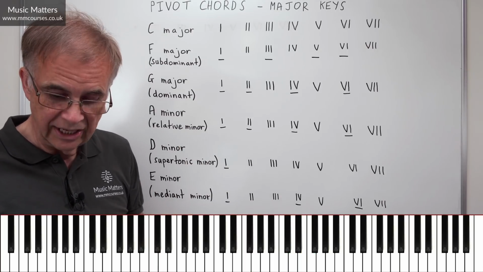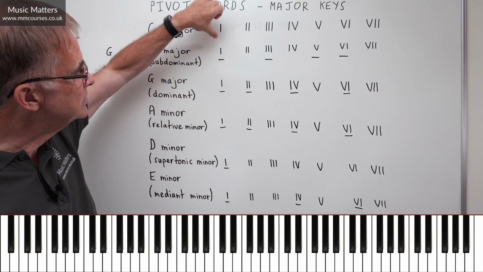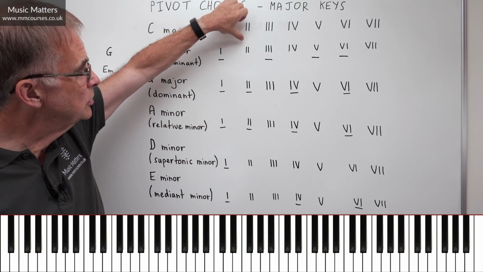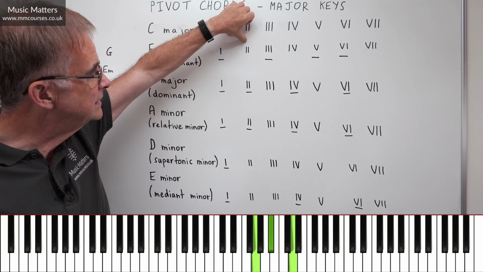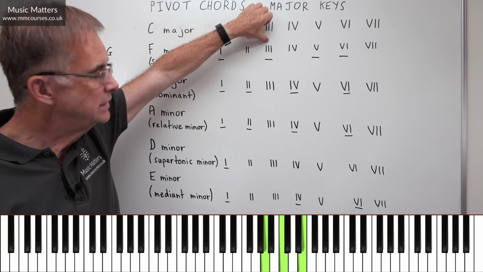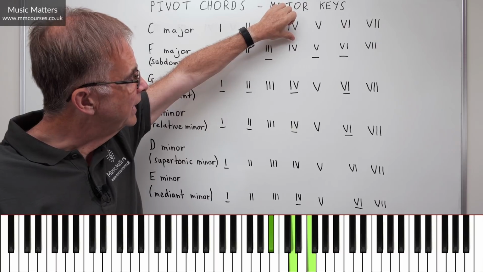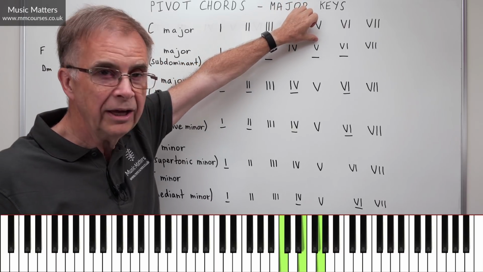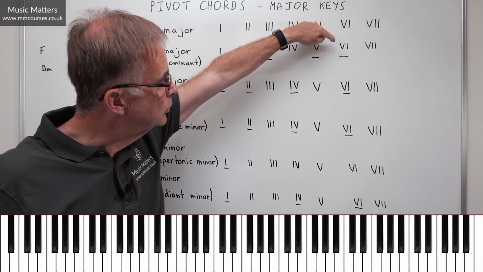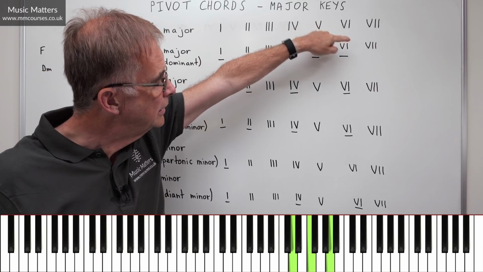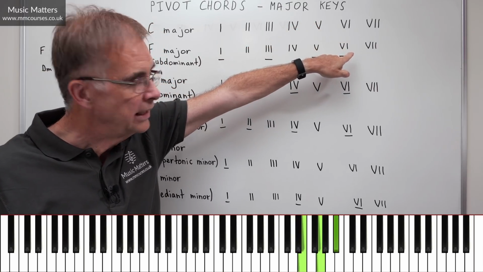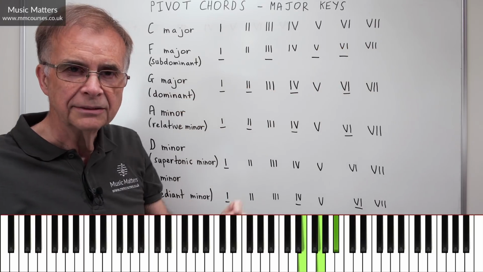So my chords in F are: chord number 1 is F, A, C; chord number 2, G, B flat, D; chord number 3 is A, C, E; chord 4, B flat, D, F; chord number 5, C, E, G; chord number 6, D, F, A; chord number 7, E, G, B flat.